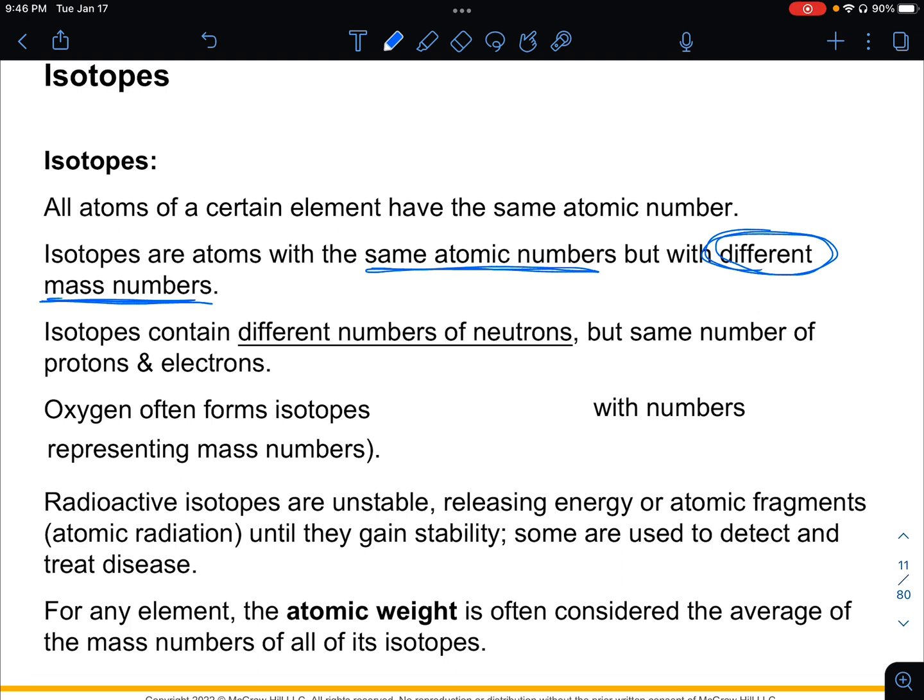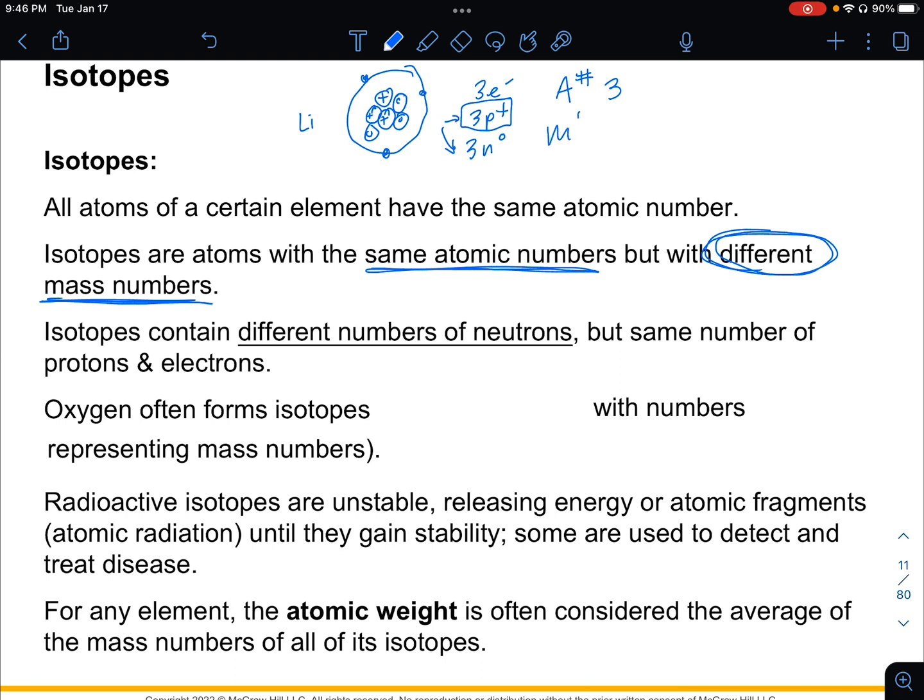So as we said, if we have a lithium atom and we have 3 protons, 3 neutrons, and then 3 electrons. These are all going to have the atomic number, because the atomic number is defined by the number of protons. This has the atomic number 3. And our mass number is the protons plus the neutrons.